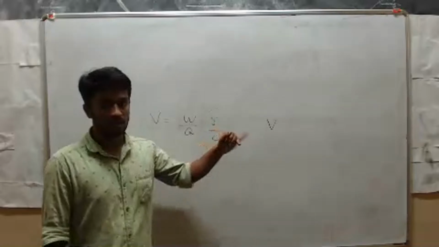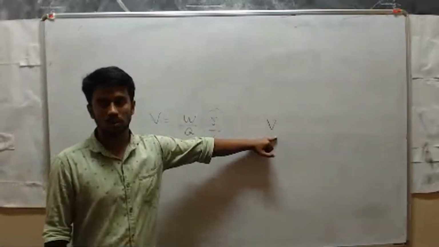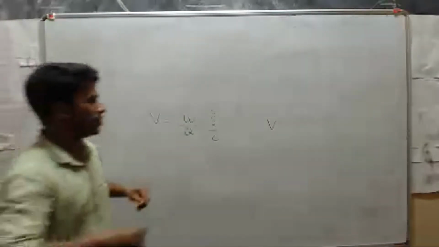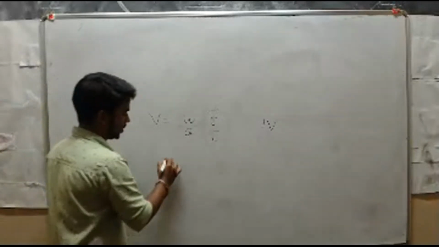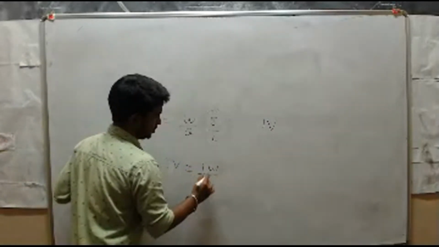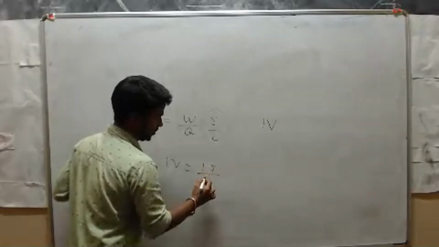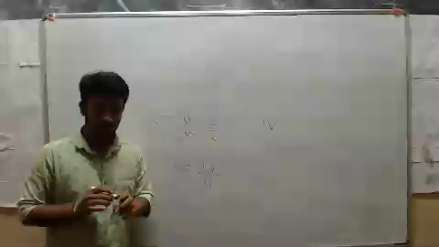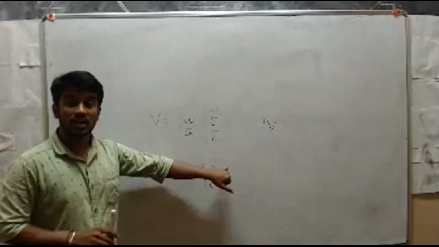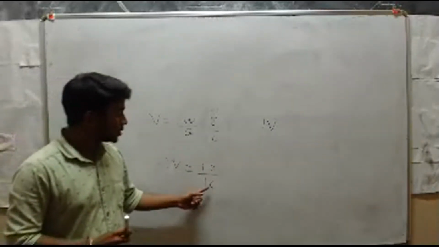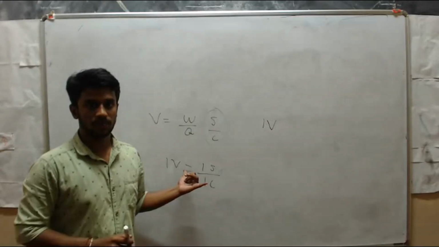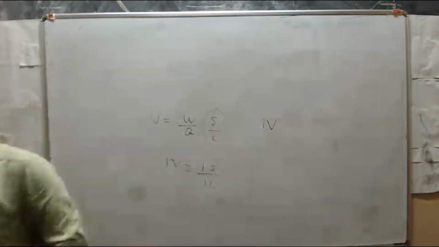Next, in honor of the scientist Alessandro Volta, we use volt as the SI unit of voltage or potential difference. Then what is the meaning of 1 volt? It is very simple. 1 volt equals 1 joule of work divided by 1 coulomb of charge, because 1 by 1 equals 1 volt. So the meaning of 1 volt is that 1 joule of work is done to move 1 coulomb of charge from one point to another point. So that is 1 volt. Clear? We discussed this in the previous class.